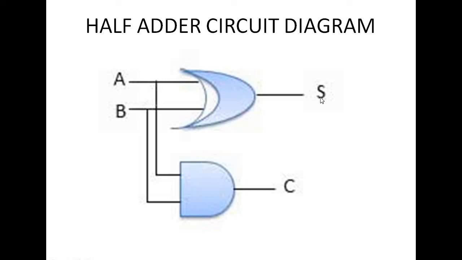So what is the equation of S? S is nothing but A XOR B. What is the equation of C? C is nothing but A dot B. Okay, so this is all about your half adder.